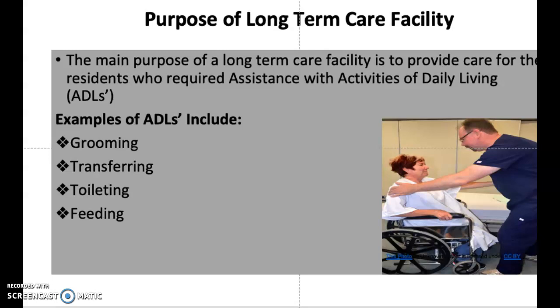Here are some examples of activities of daily living, or ADLs. Grooming, transferring a patient from a bed to a wheelchair or a wheelchair to a bed. Toileting a resident or also feeding a resident. These are some examples of activities of daily living. And as a home health aide, you play a pivotal role. You help residents with their activities of daily living.